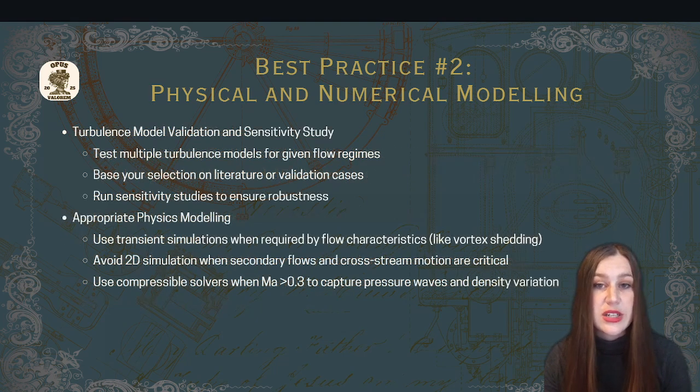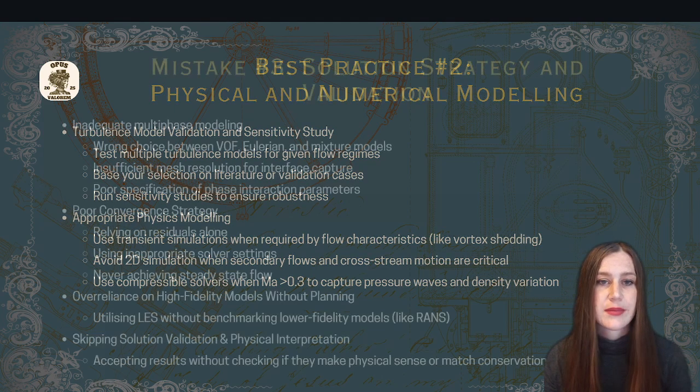When you run simulation, test multiple turbulence models for the given flow regime. You can base your selection on literature or validation cases, but always check your company-specific turbulence model procedures, and then use appropriate physics modeling. Use transient simulations when it's required. Avoid 2D simulation when there are secondary flows and cross-stream motion that are critical, and use compressible solvers when Mach number is greater than 0.3 to capture pressure waves and density variation.